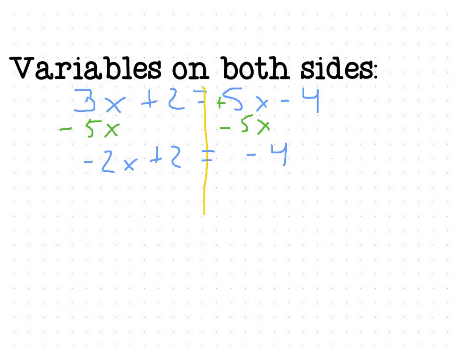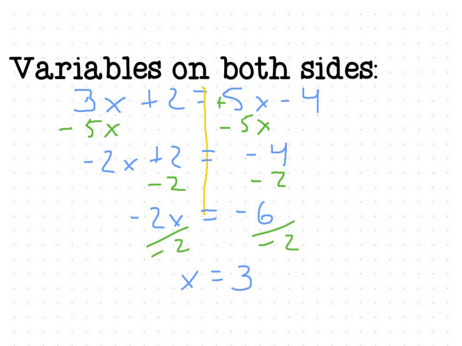Now I need to move that constant term. Inverse of positive 2 would be a negative 2. So now I have negative 2x equals negative 6. And since that is negative 2 times x, I'm going to divide by negative 2 on both sides, and I will have x equals positive 3.